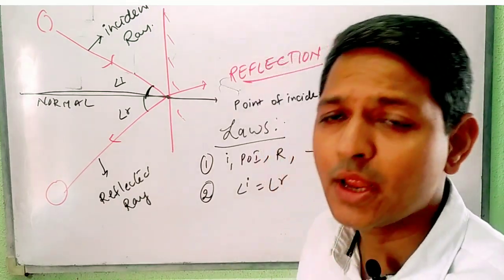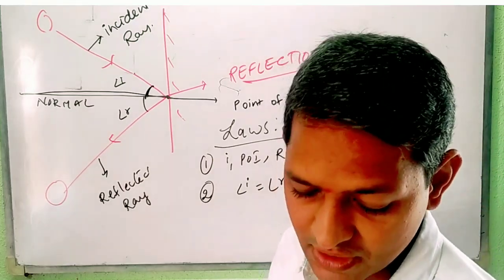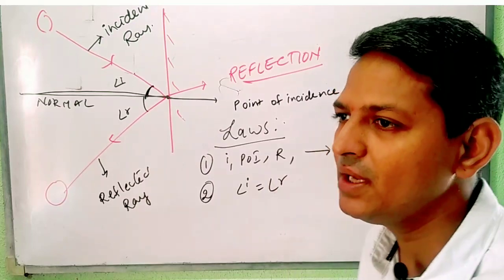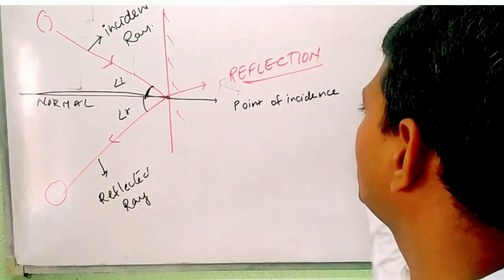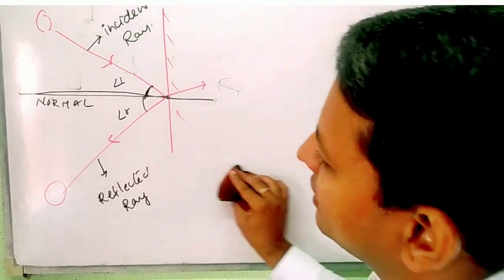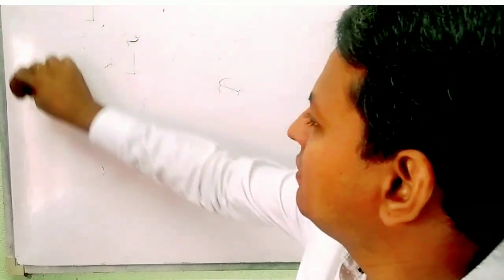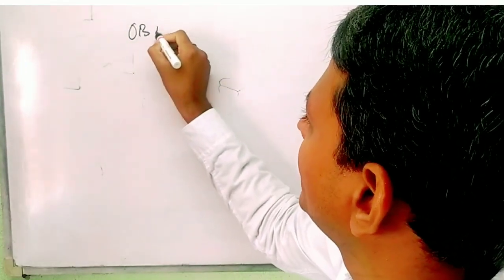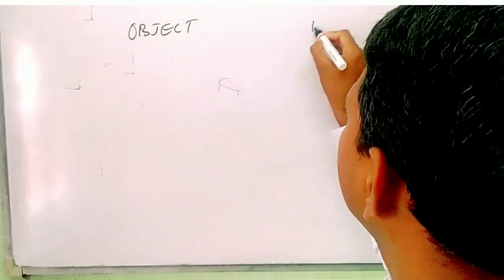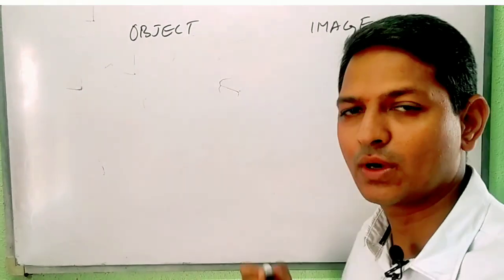Now some more important terminology used in this chapter should be understood before we proceed. What are the important words that come in this chapter and what is their exact meaning? Let us try to understand now. Two important words we need to understand: one is object and the other is image. So what is an object and what is an image?